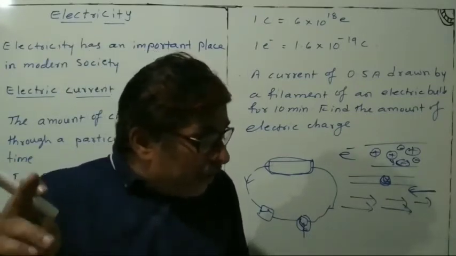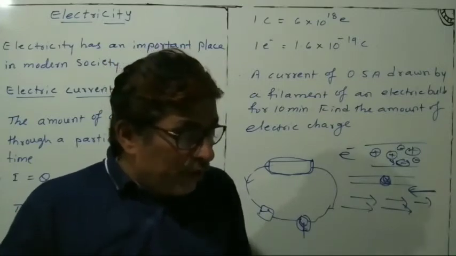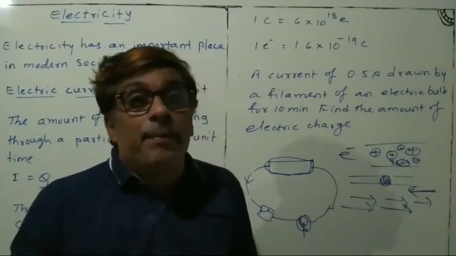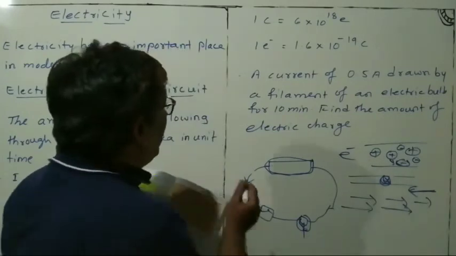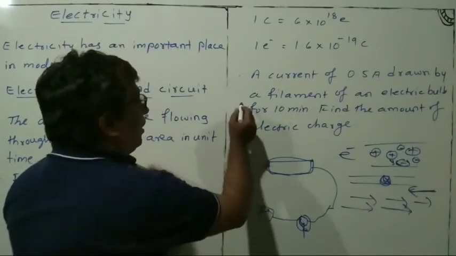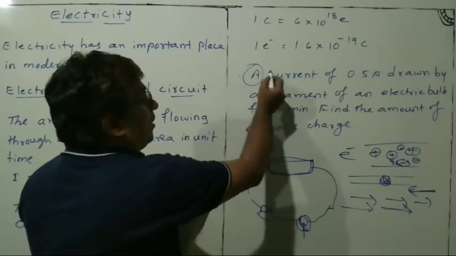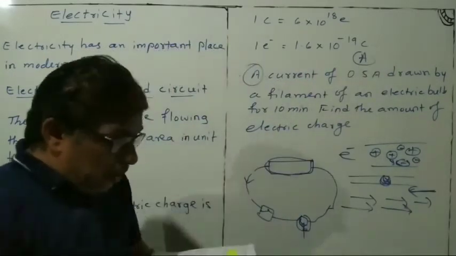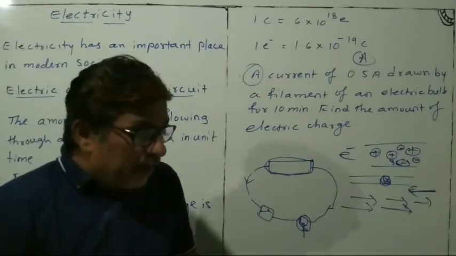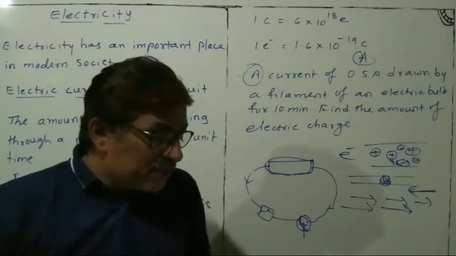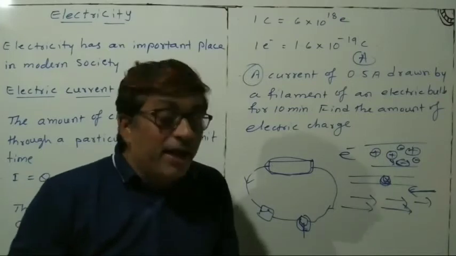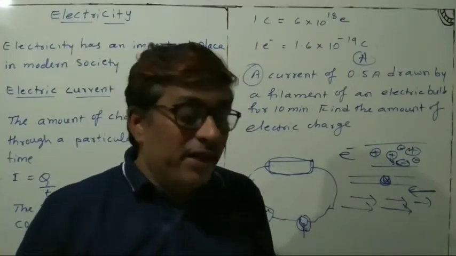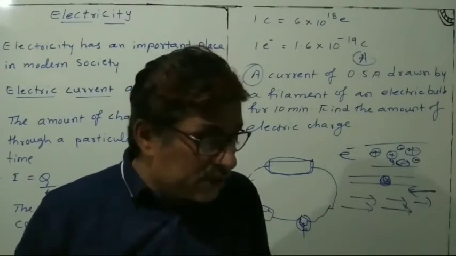Electric current is expressed by a unit called the ampere, A-M-P-E-R, denoted by the letter A. It is named after the French scientist Henri Marie Ampere, who lived from 1775 to 1836.